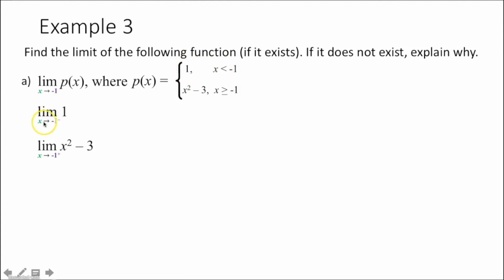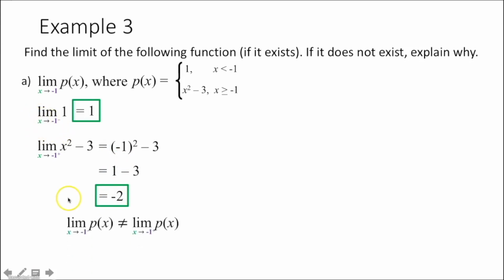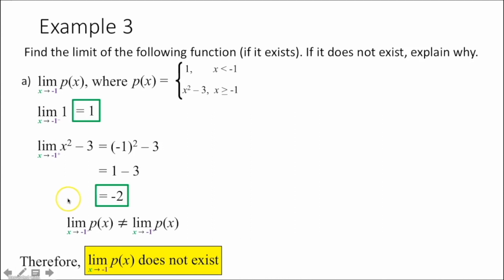I just find the limit as x approaches -1 from the left of 1. Since it's a constant, it's just equal to 1. Down here, the limit as x approaches -1 from the right. It's the right because its x value is greater than -1. So I plug in -1 for this x, simplify, and I end up getting -2. So the limit from the left does not equal the limit from the right. Therefore, the limit does not exist.